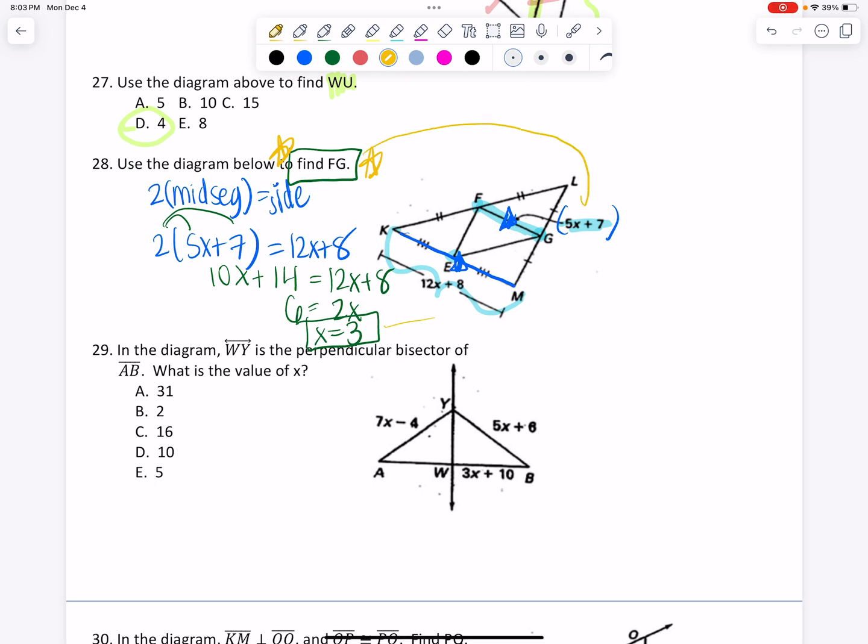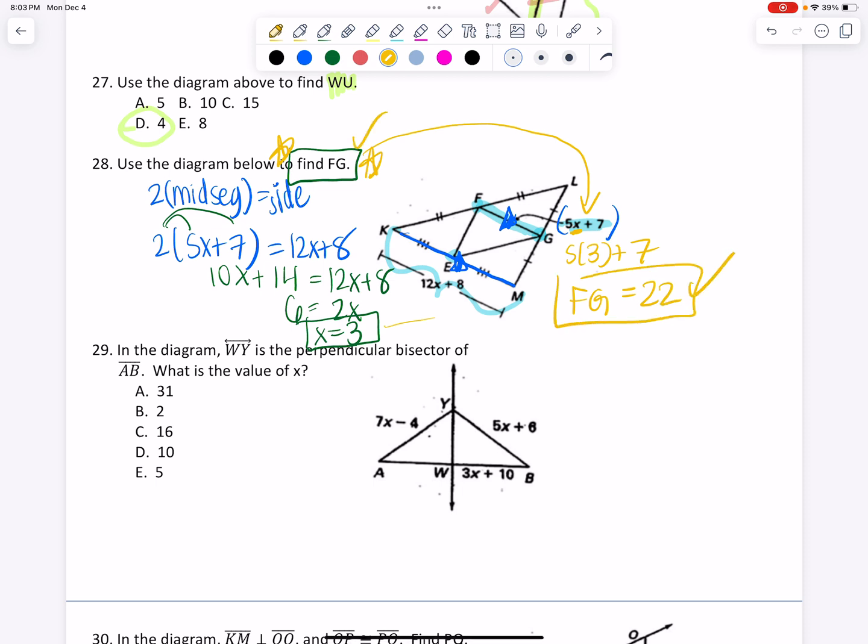FG is going to be where you plug in x equals 3 here. So 5 times 3 plus 7. 15 plus 7 is going to be 22. FG, the segment FG, is going to be equal to 22. So now I found FG.